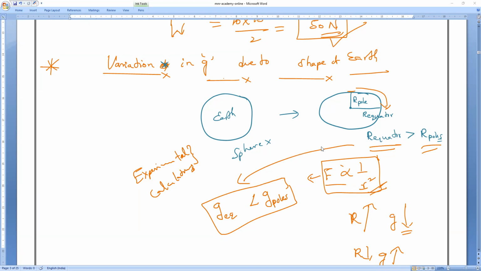What is happening, all of you here? If the radius increases, the G value decreases. If the radius decreases, the G value increases. That's why, from the center, if I am moving towards the poles, the G value increases. If I am moving towards the equator, the G value decreases. That is what you have to remember.